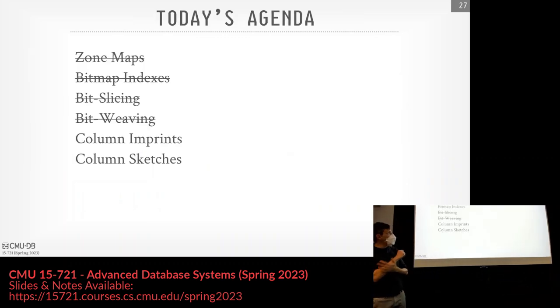All right, that's a lot. So where have we gone so far? We've done zone maps, bitmap indexes, bit slicing, bit weaving. And then we'll finish up quickly and talk about column imprints and column sketches. Okay?